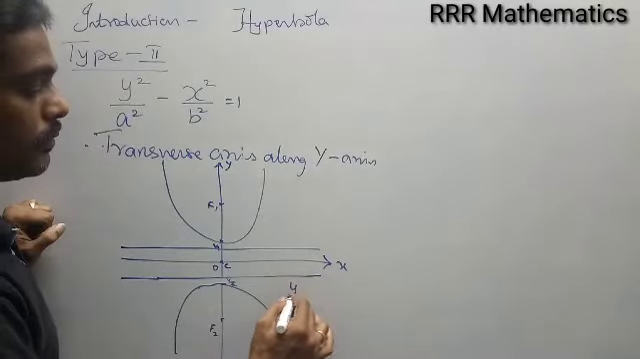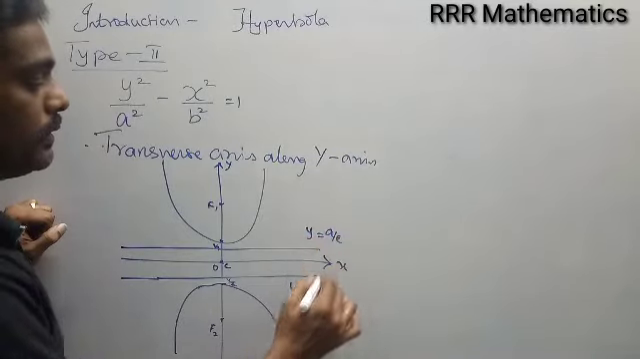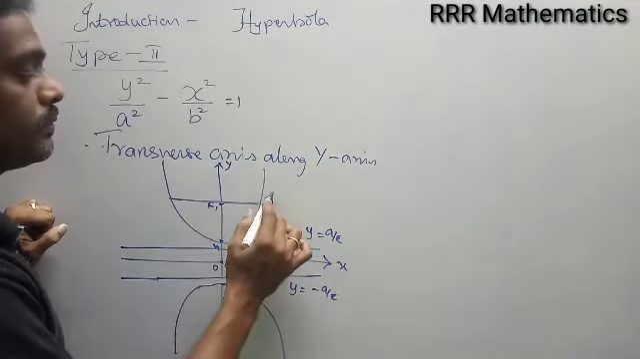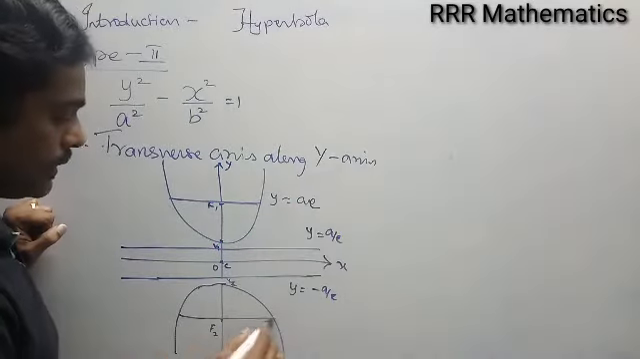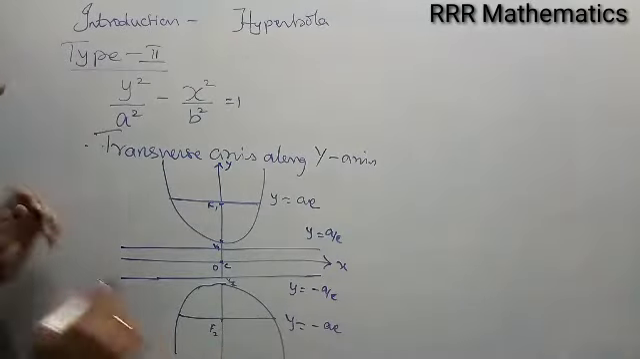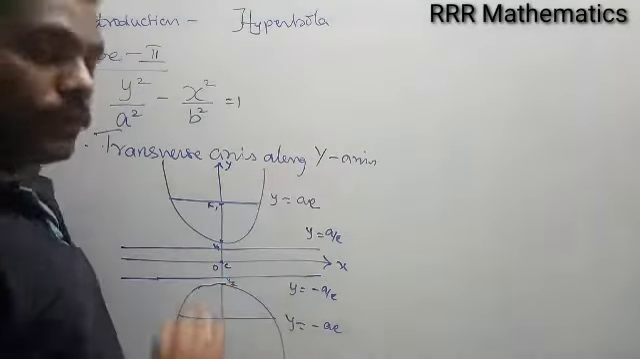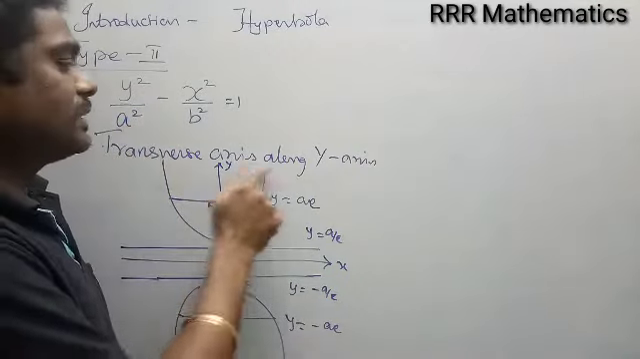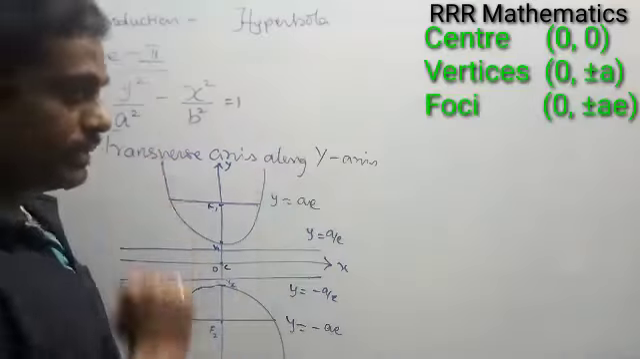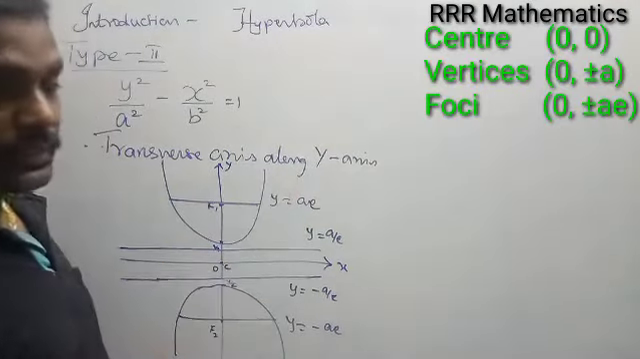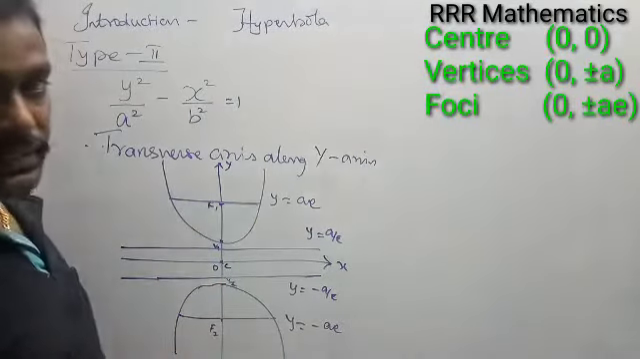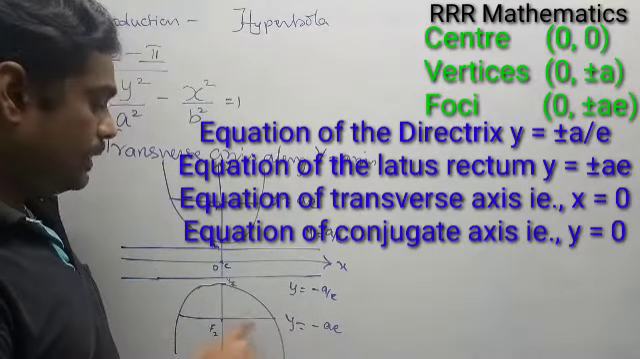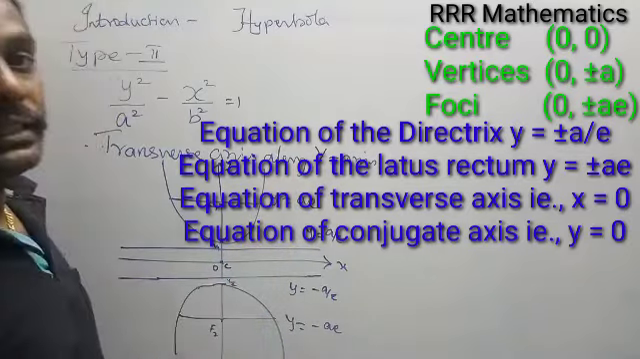y equal to plus a by e and minus a by e. Latus rectum, y equal to plus a e, another latus rectum, y equal to minus a e. In this case, the transverse axis is along the y axis, because plus y square by a square. Center 0, 0, vertices 0, plus or minus a, foci 0, plus or minus a e, directrix y equal to plus or minus a by e, equation of latus rectum y equal to plus or minus a e.